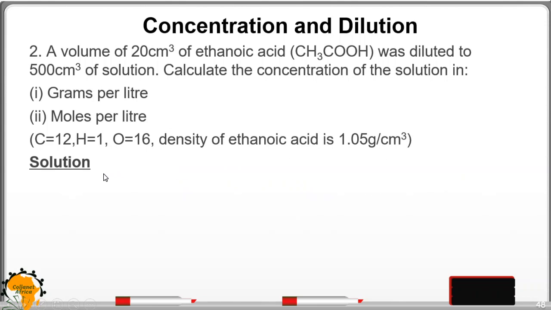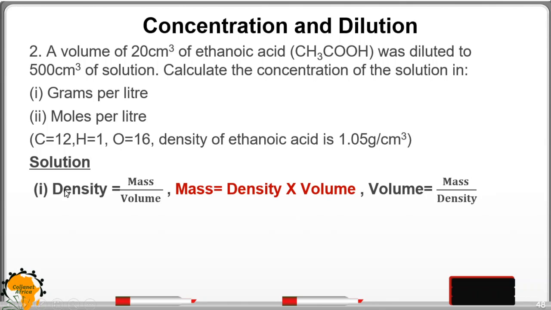Solution. In this question, we are not provided with a mass, so we need to establish the mass of ethanoic acid, and for this we are going to use the relationship mass is equal to density times volume.